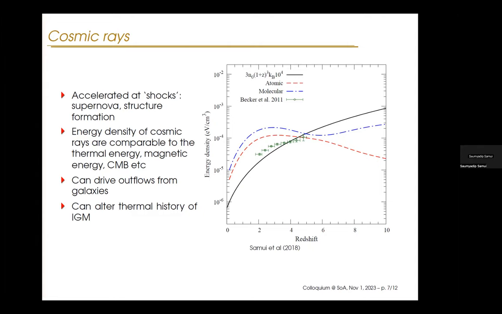So if you look at this, it has been shown around redshift 2 to 3, these are the temperature or energy density of thermal gas, and these are some models of cosmic rays heating the intergalactic medium, around redshift 2 to 3. I should have mentioned, when I'm talking about cosmic rays, it's everything.